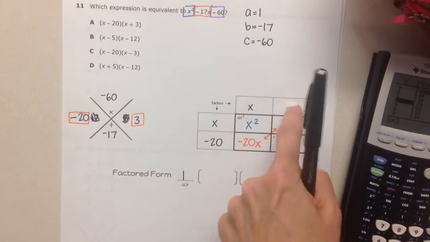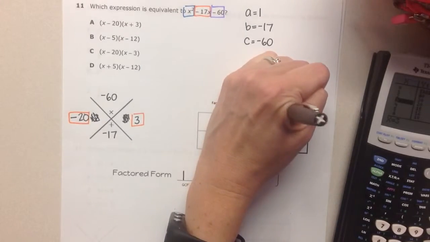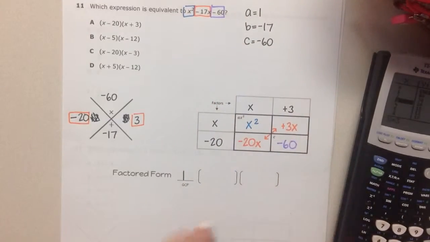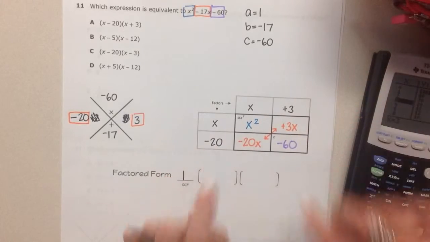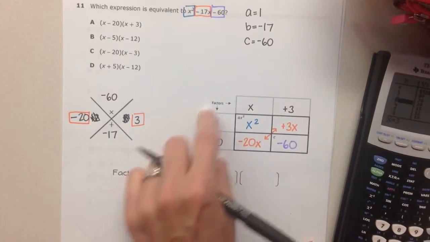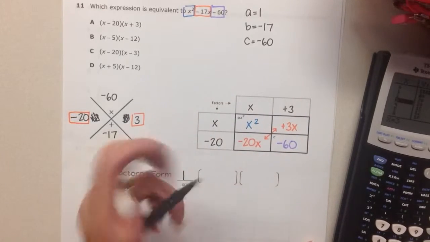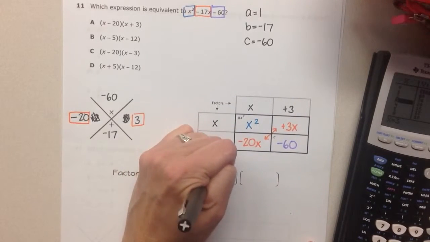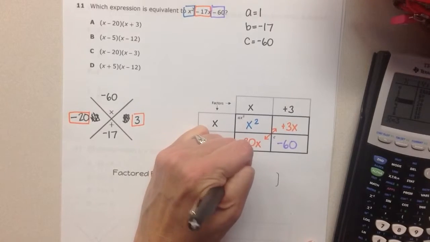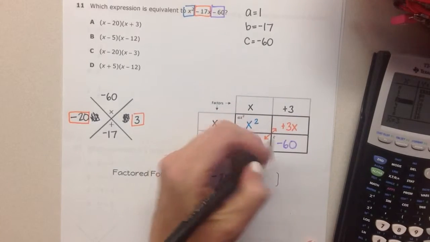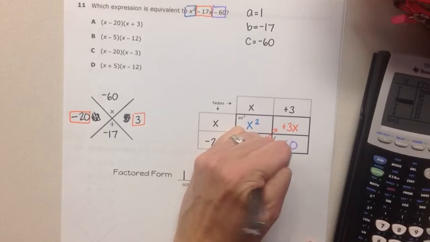So now I'm going to fill this in. What times x makes a positive 3x? That would be positive 3. And then check my multiplication. 3 times negative 20 does make negative 60. And so my factors are what is on the outside of my boxes. So my first factor is going to be x minus 20. And the second factor is going to be x plus 3.